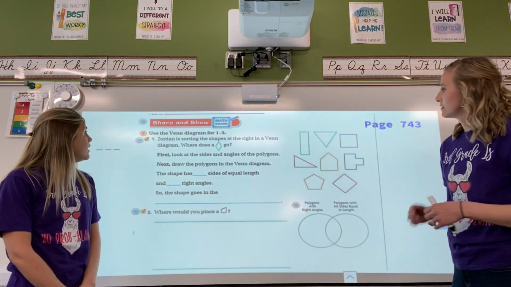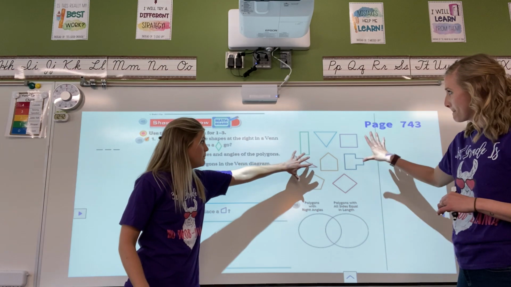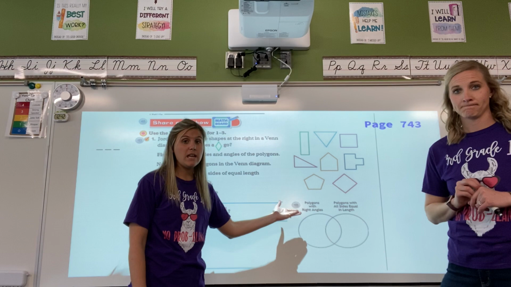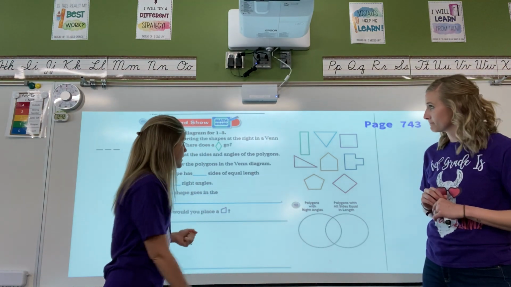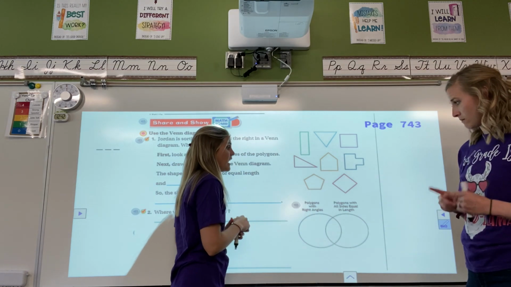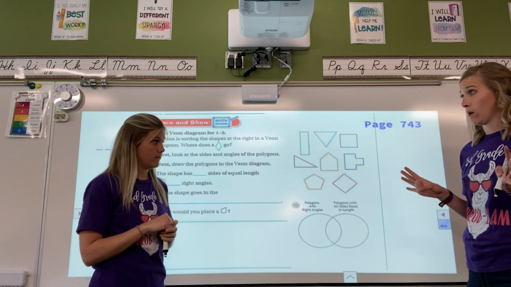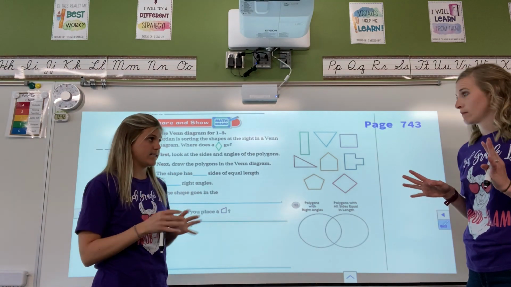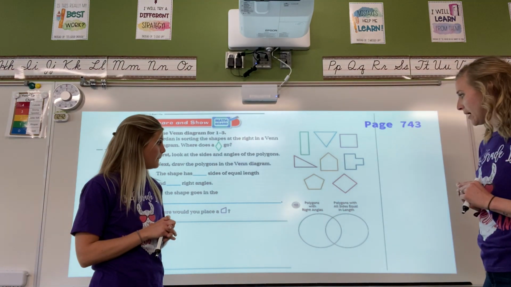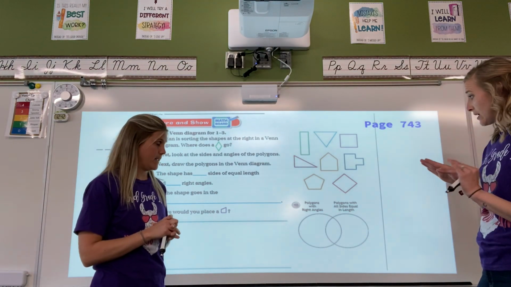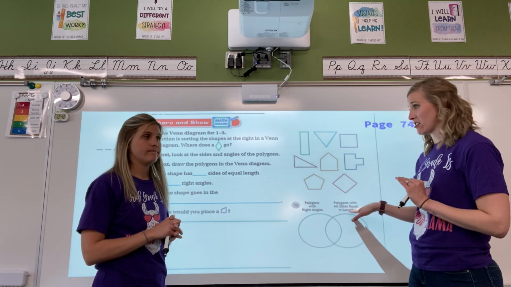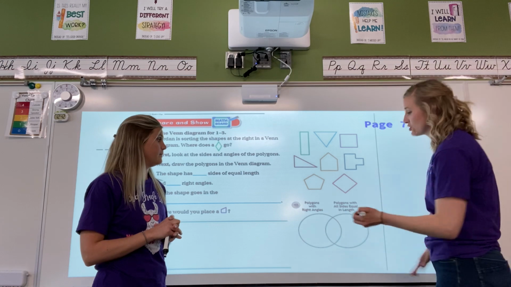All right. We are going to be putting these shapes into this Venn diagram down here. So we got to make sure we read what the Venn diagram tells us. It says polygons with right angles. And polygons with all sides equal in length. Wow. Okay. So I think we do one shape at a time. I think so too. So I'm going to start with this one. I see right angles right away when I look at it. It has right angles. Not all the sides are equal length. No. So I know it has to just go in this one.